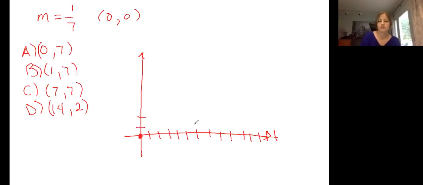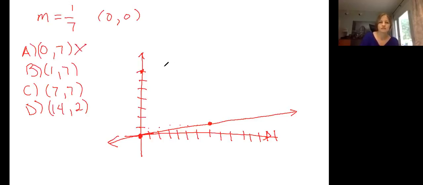Slope is rise over run, right? So it means I'm rising 1 and I'm running 7. 1, 2, 3, 4, 5, 6, 7. And so my line is going to look like this, right? Not too much slope. So now if I take a look at the points they gave me, (0, 7). Well, if I plotted that, 1, 2, 3, 4, 5, 6, 7. I know that 0 is my x and 7 is my y. That's way up here. Definitely not on my line, right?